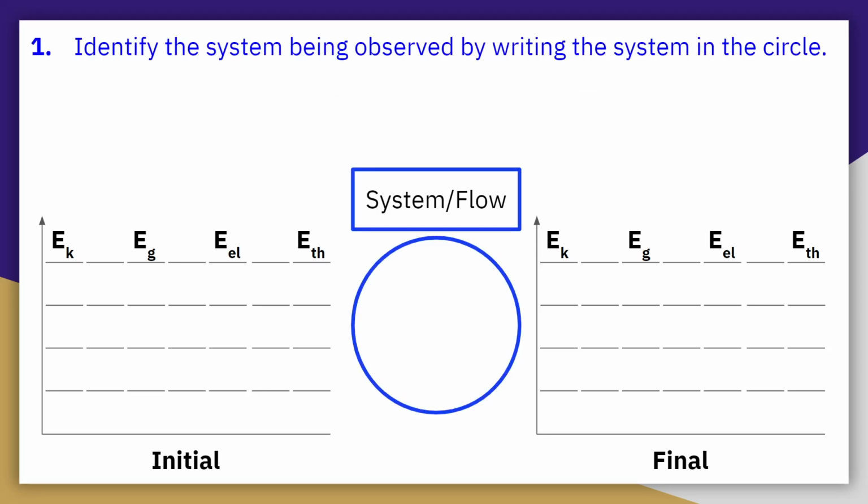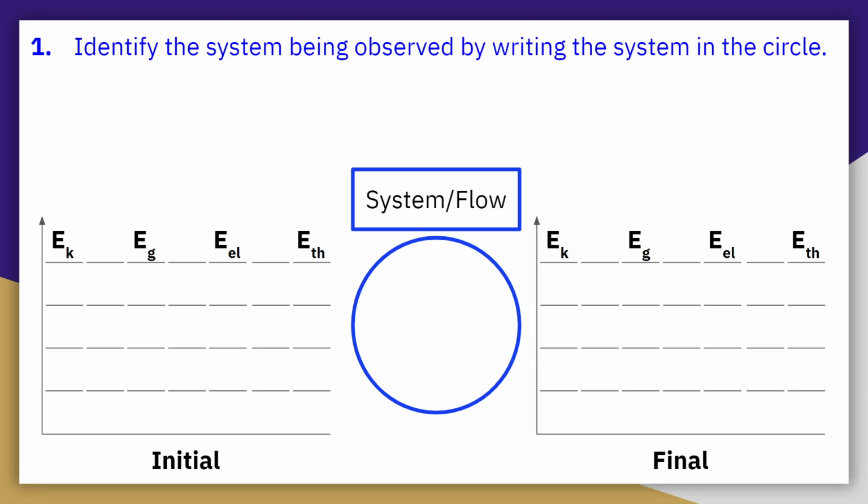Now, there are several steps that I'd recommend we follow when we're trying to construct our energy bar charts. The first step is really the first step that I try to focus on in pretty much any problem within physics. It's to identify and communicate what our system is. So, step one, identify the system being observed by writing that system in the circle.